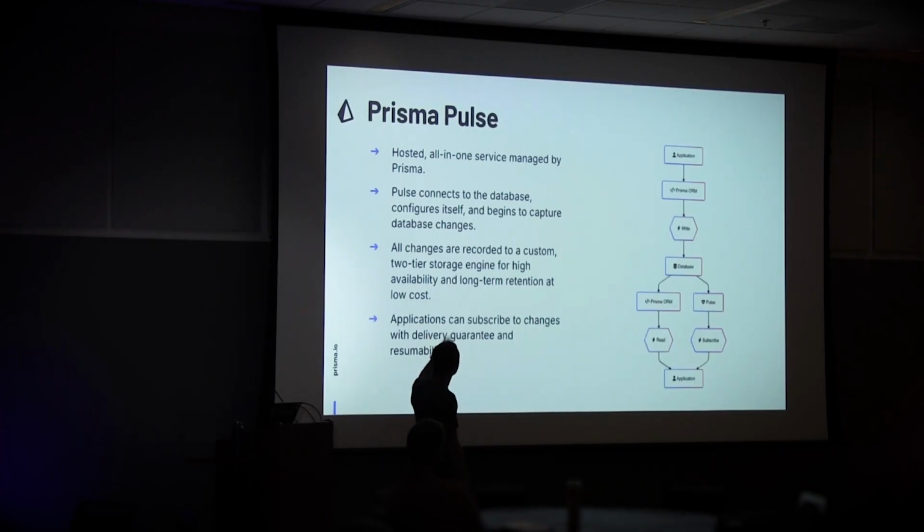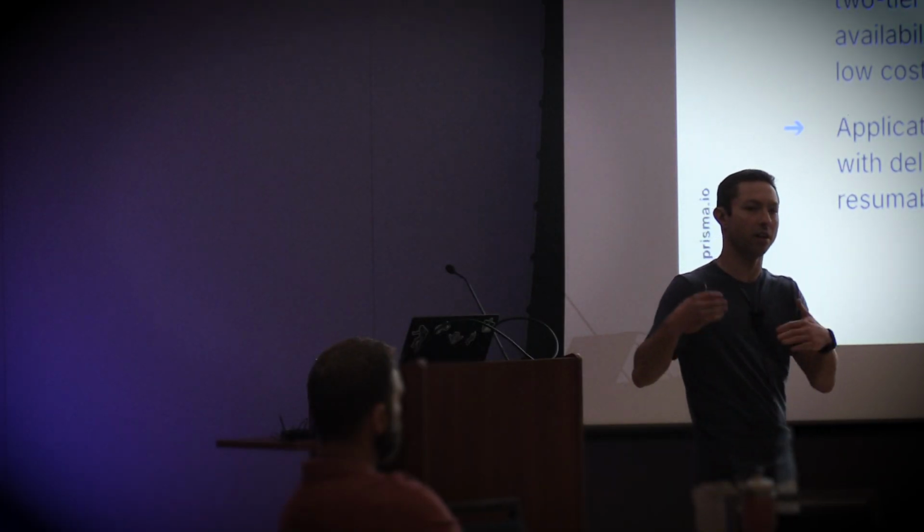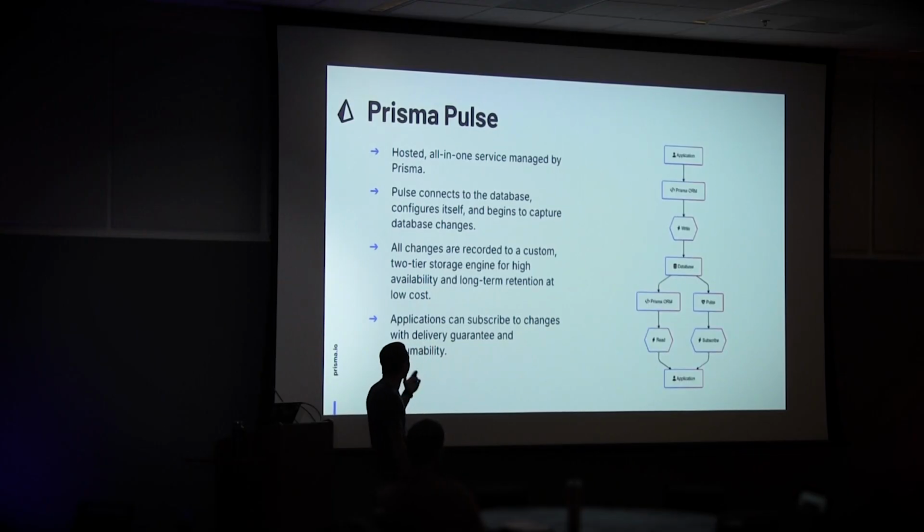And then we have Prisma Pulse. That, like I said, is a hosted all-in-one solution. It connects to your database, configures itself, and then immediately starts capturing the changes that are occurring. And then all the changes are recorded to our own custom storage engine that we wrote for this. It's optimized for high-throughput writes, and then offloads in an archive fashion to a tier 2 that's blob storage, so it's incredibly cheap to keep these long term. Kind of replaces that Kafka layer in Debezium. That allows us to offer long-term retention at really low cost. And applications can subscribe to the changes with delivery guarantees and resumability. We give you an end-user SDK to consume these changes into your backend and then do meaningful things with them.